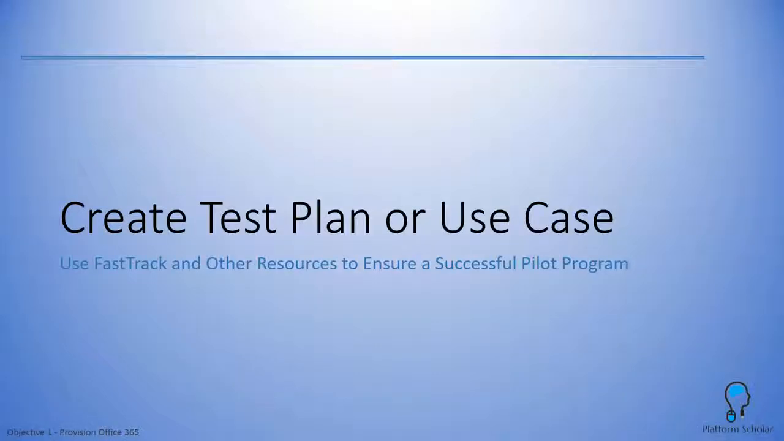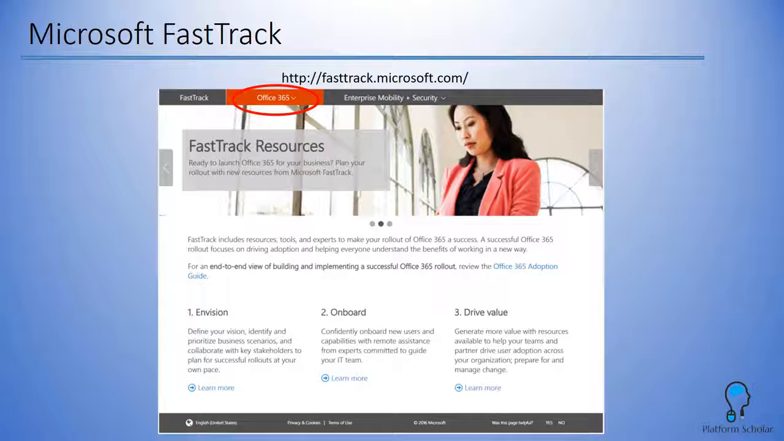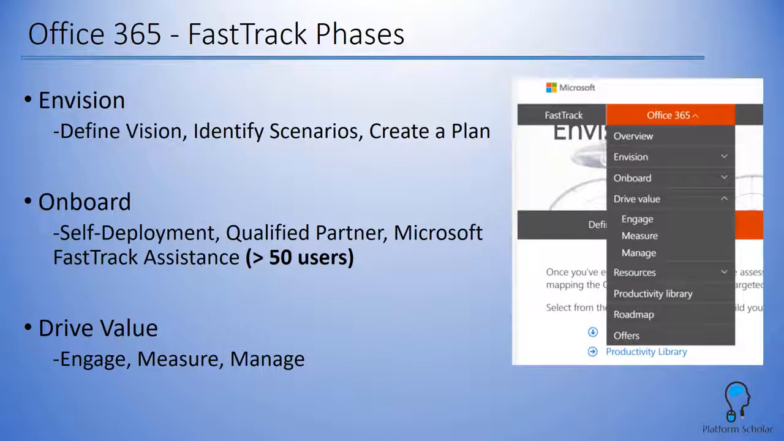So let's look at some of the Microsoft resources for creating a good test plan to pilot Office 365. The Microsoft FastTrack website can be found at fasttrack.microsoft.com. It provides planning tools and templates for Office 365 as well as Microsoft Mobility and Security. And there are 3 phases to an Office 365 FastTrack pilot program: Envision, Onboard, and Drive Value.